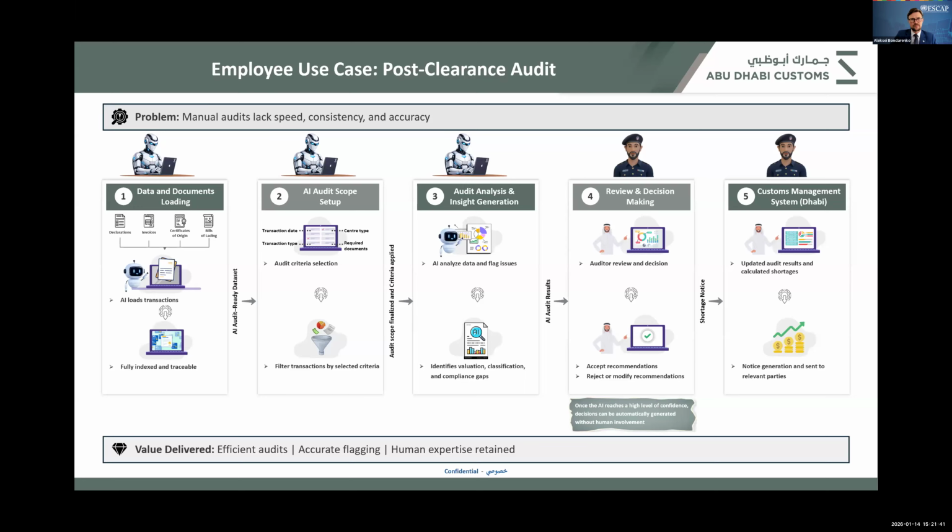Now we started in Abu Dhabi Customs to create jobs with the titles as an AI in the sections, not humans, to make sure that we have proper governance that belongs to the ethical use and to the right way of authorizing the AI to do the work with the clear delivery as part of this use case, which is the efficiency audits, accuracy flagging, human expertise retained for teaching the AI.